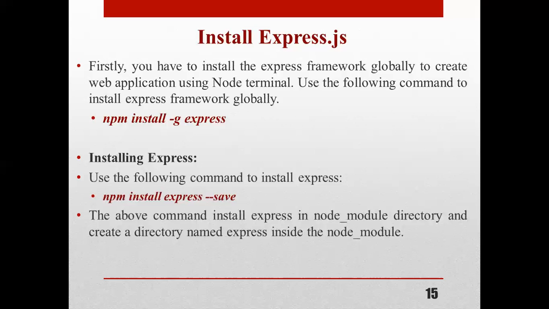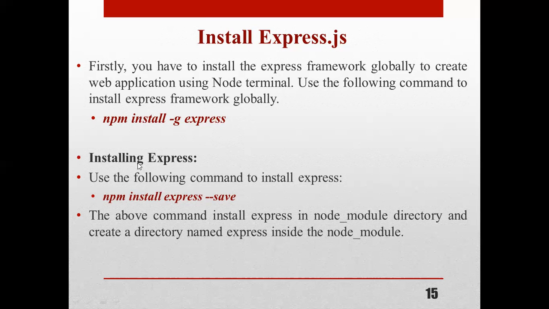Then how to install Express.js? First, we have to install the Express framework globally to create web applications using the Node terminal. See the command for installing the Express framework: npm install -g. -g means globally. Globally installing the Express framework, that is npm install space -g space express. By using this command, we are going to install the Express.js framework globally.